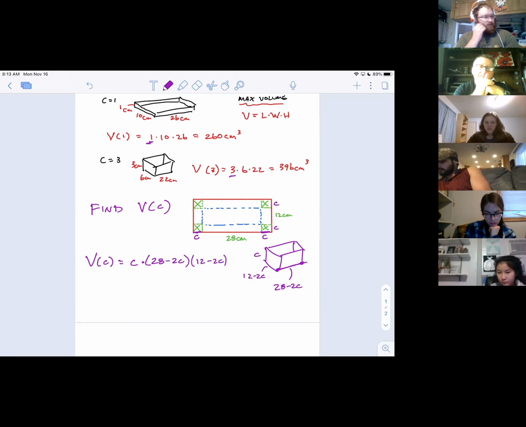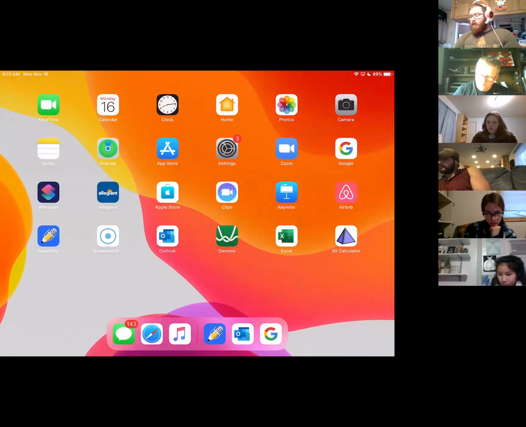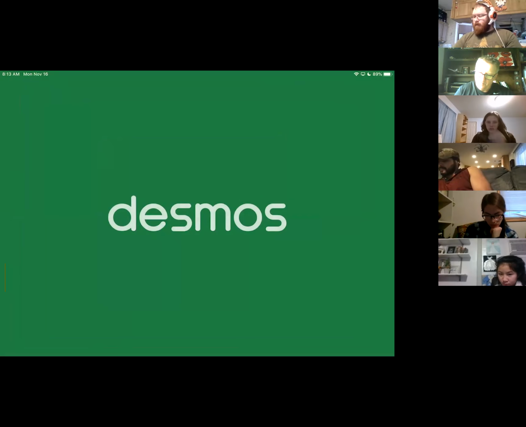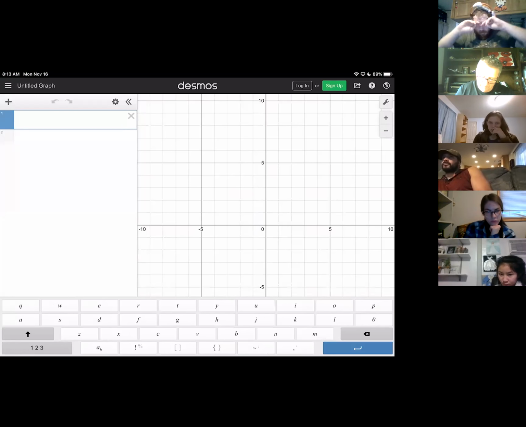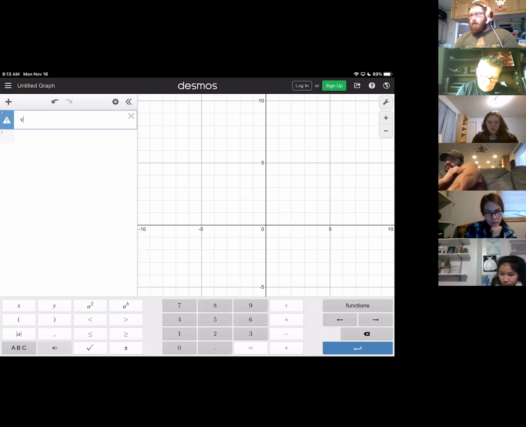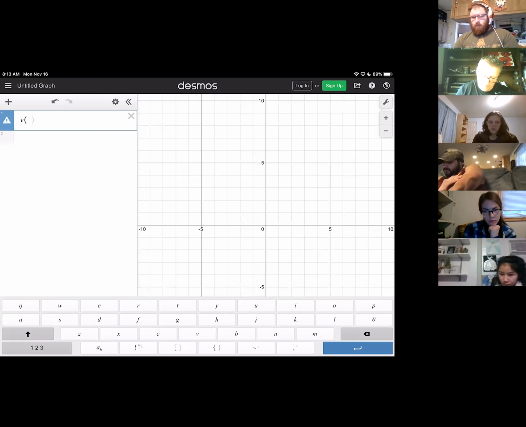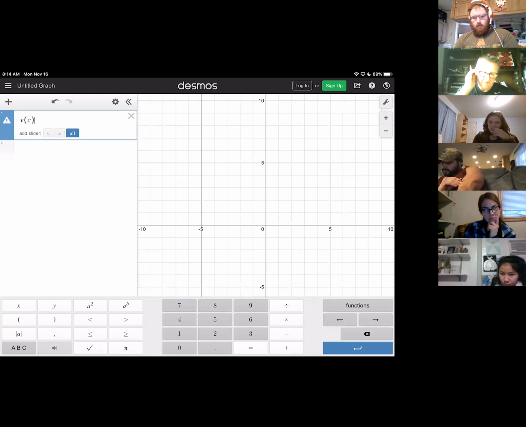Now again, let's continue with the guess and check approach. 28, 12. It makes sense that when you multiply all those together, you'd get a cubed equation. Yeah, you get a cubed equation still. So let's see if I can even say volume as a function of, I wonder if it'll even let me use C. Let's just try it. I was going to say X, but let's stick with the letters we have and see if Desmos will let us do it.